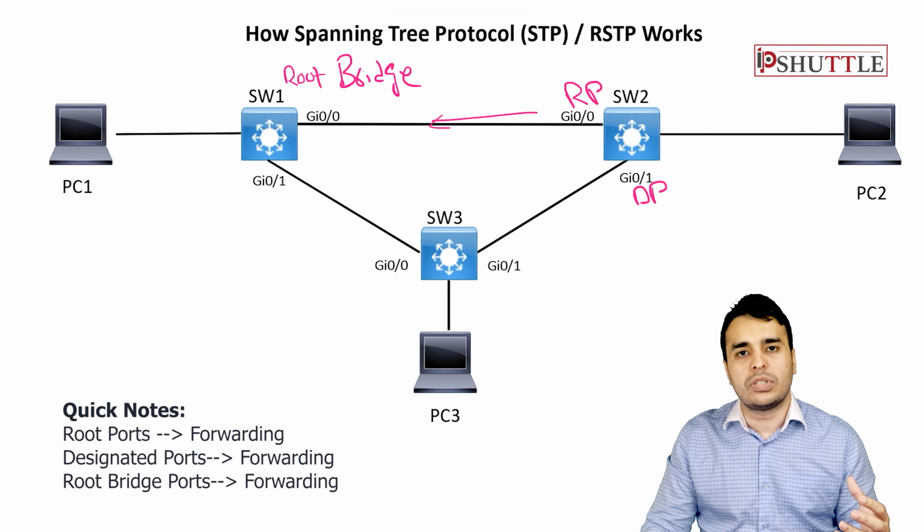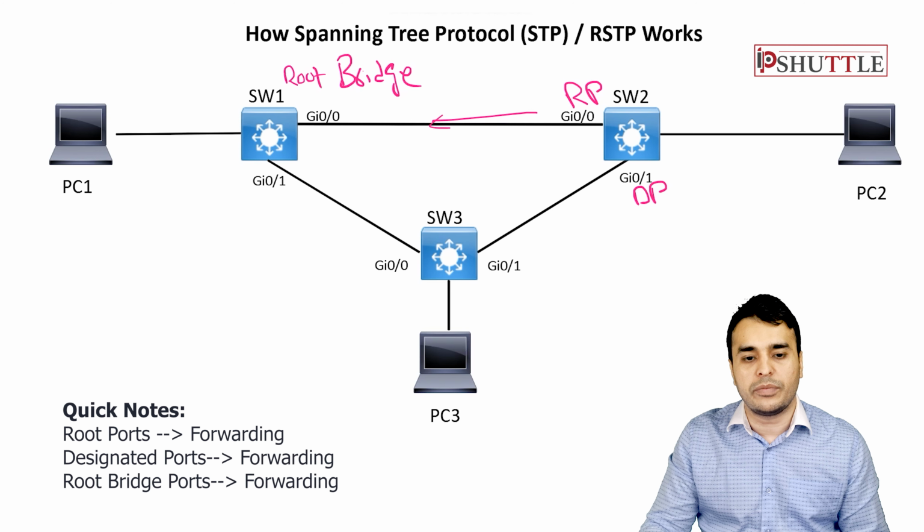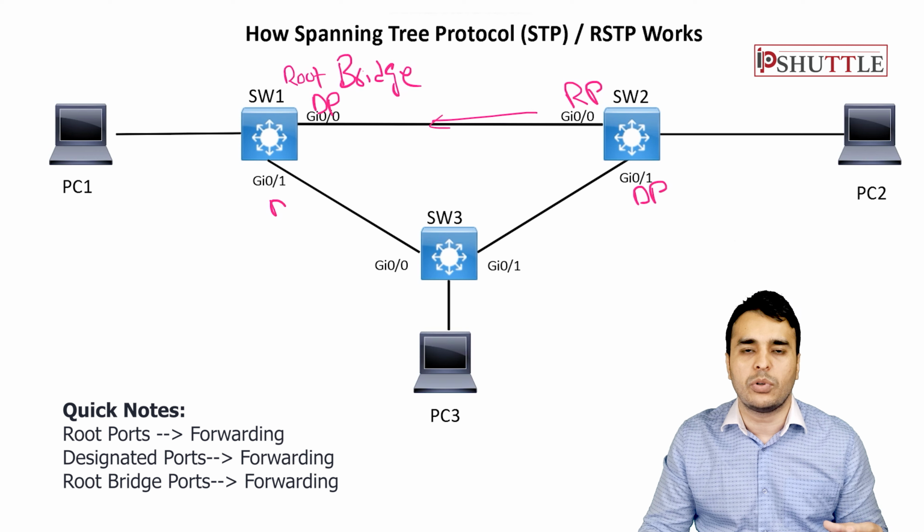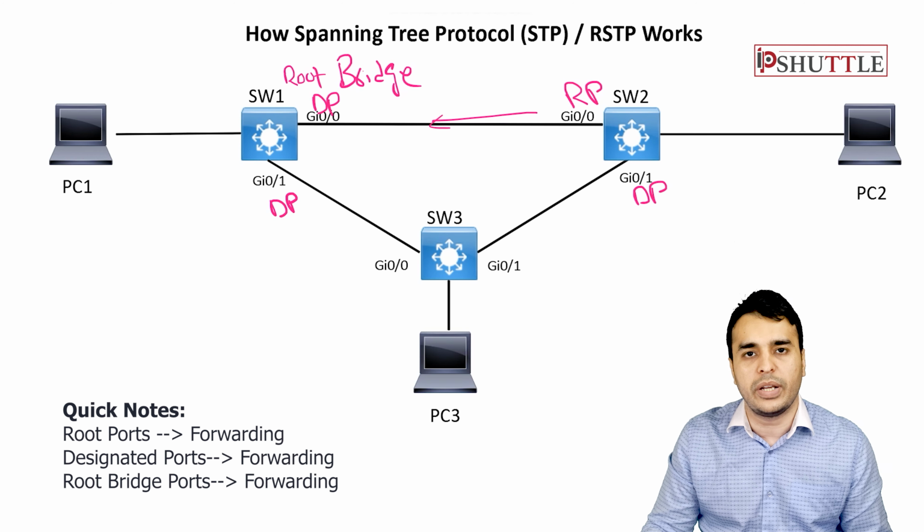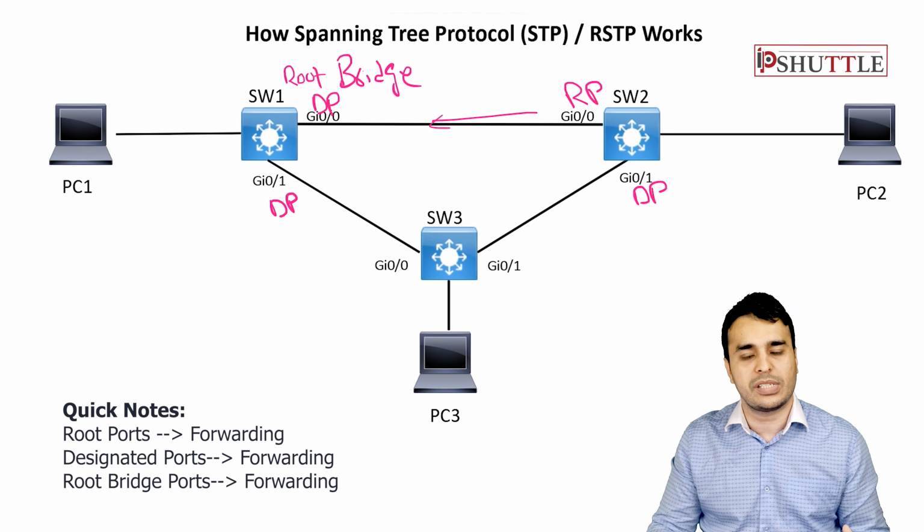And what will be the ports of the root bridge called? It will be all in the designated mode. Okay, both of them will be in designated port. The reason, because it needs to be in forwarding. Otherwise, how others are going to reach it?